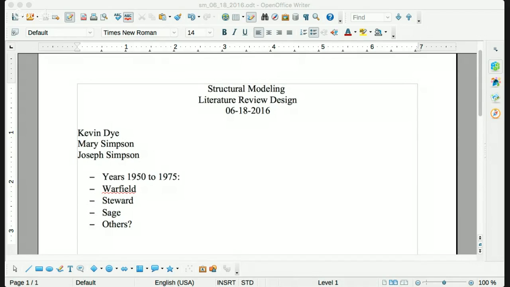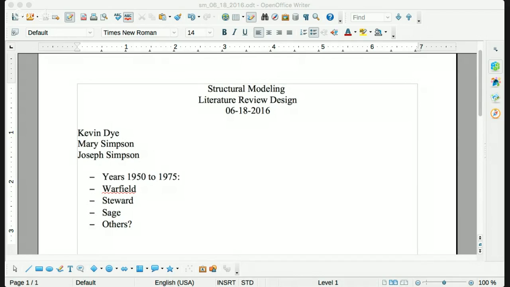All right, welcome to our additional structural modeling literature review design meeting. I'm going to basically cover some of the ideas and fundamental concepts that we'll use in creating a systematic or structured literature review associated with structural modeling. The initial area that we're going to focus on are the publications and the information that was published in the years from 1950 to 1975.